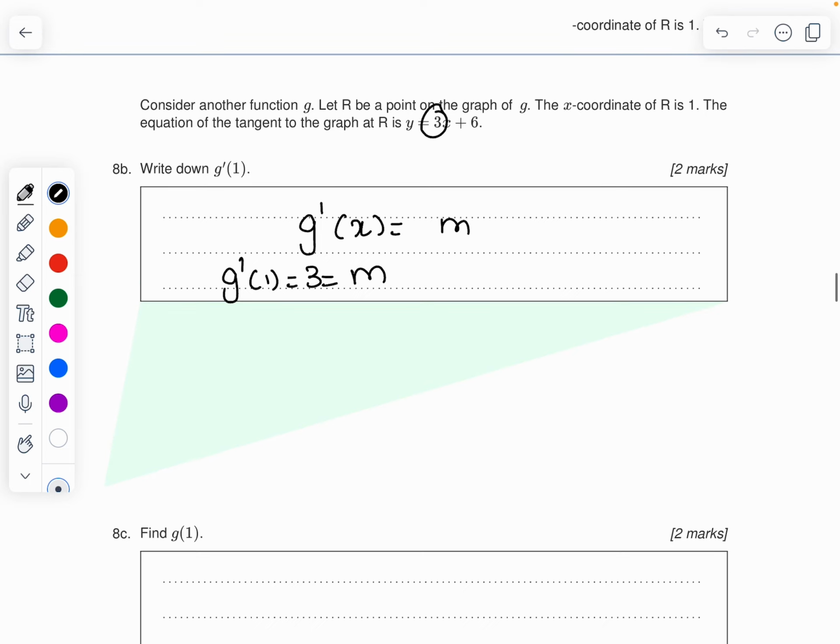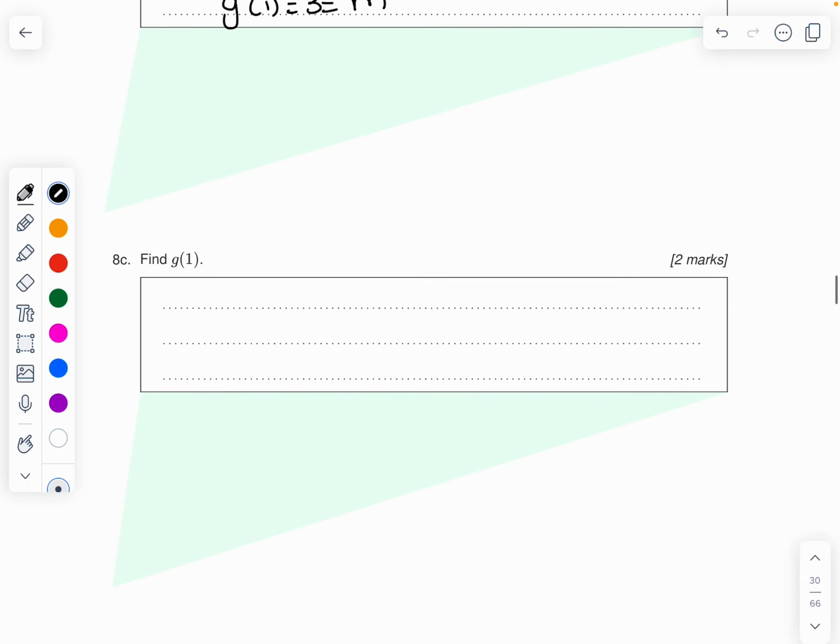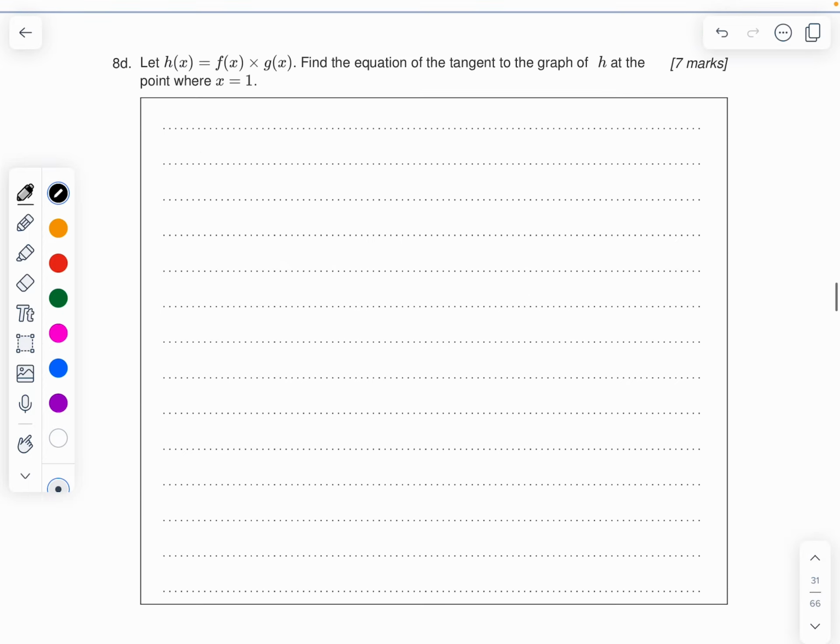Find g of 1. g of 1 will be equal to 3 times 1 plus 6, which is equal to 9. Let h of x equal f of x times g of x. Find the equation of the tangent to the graph of h at where x equals 1.